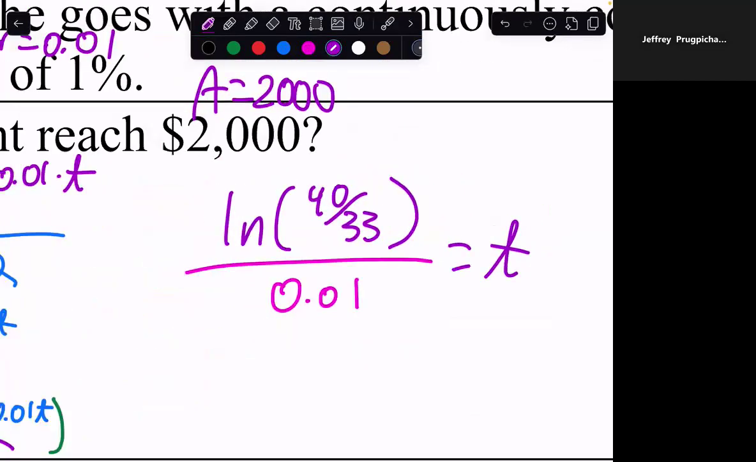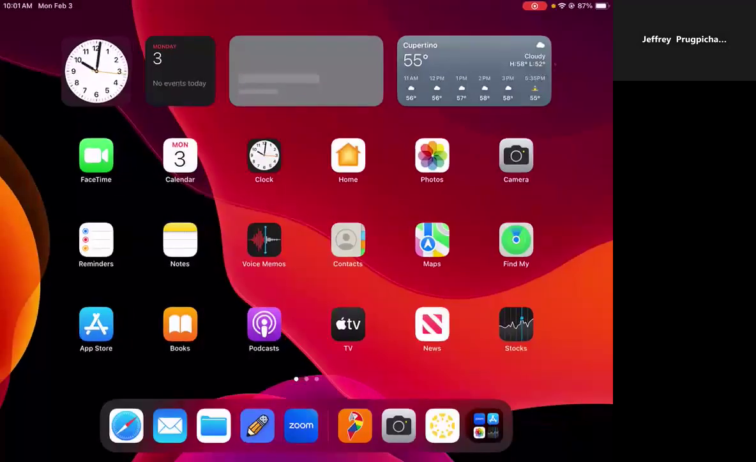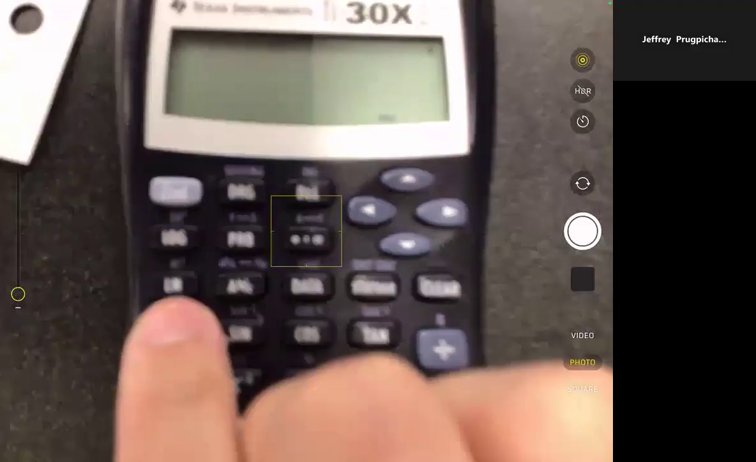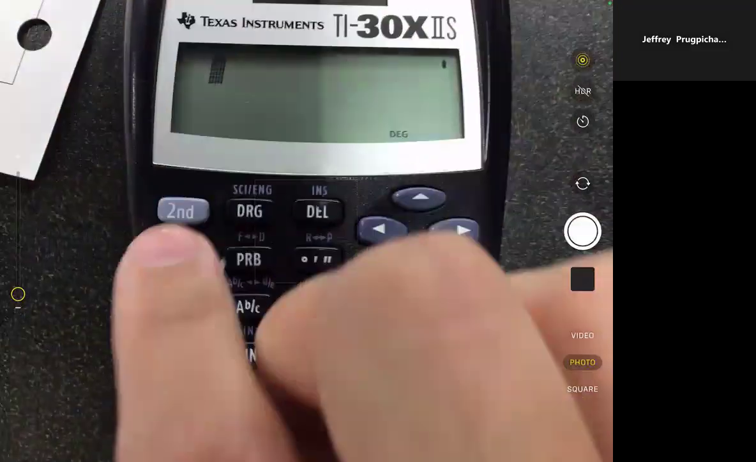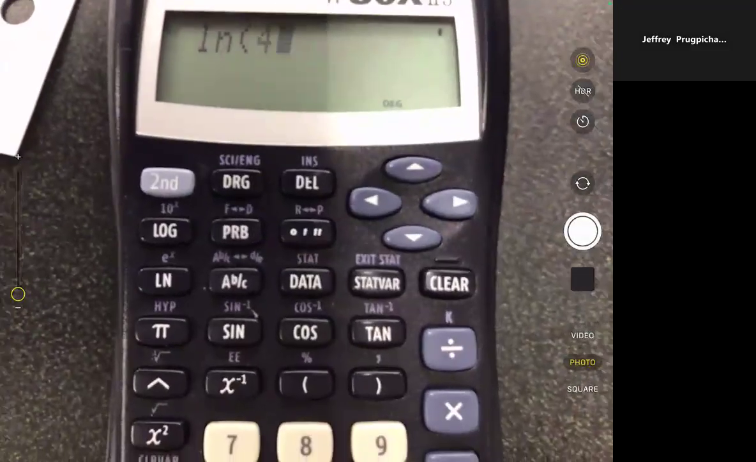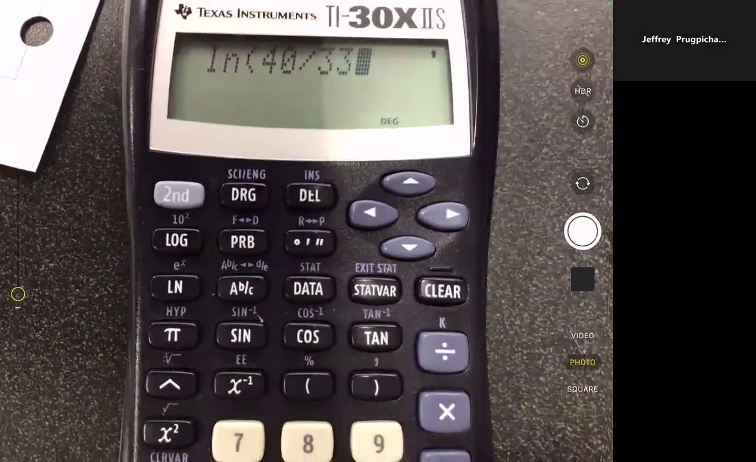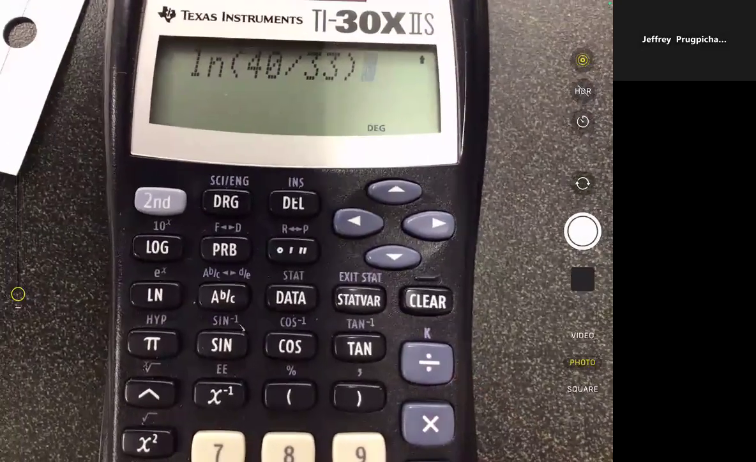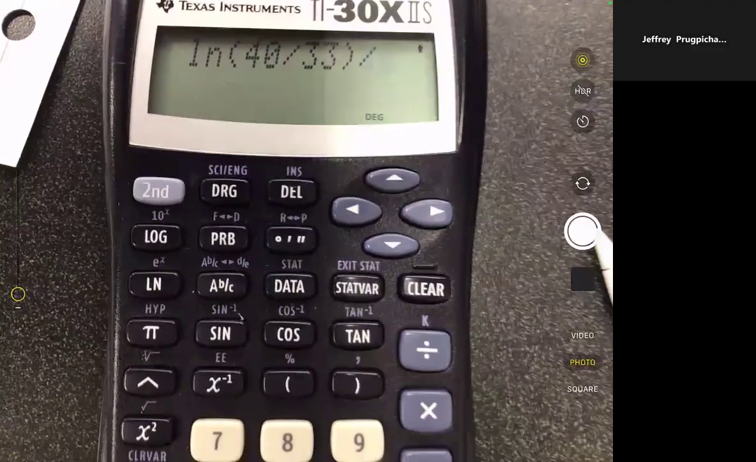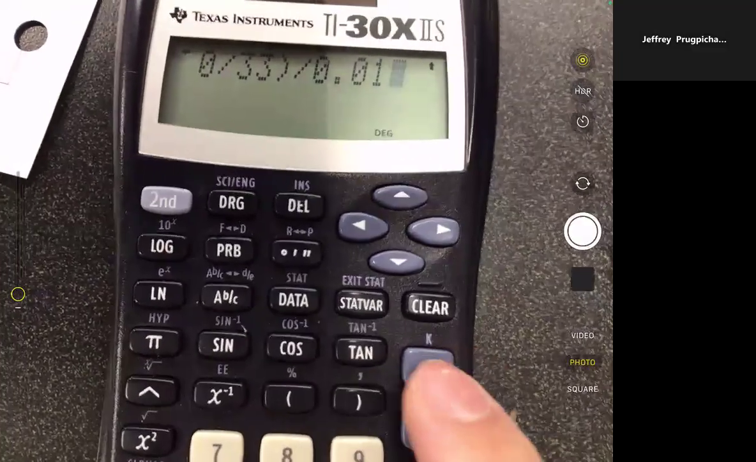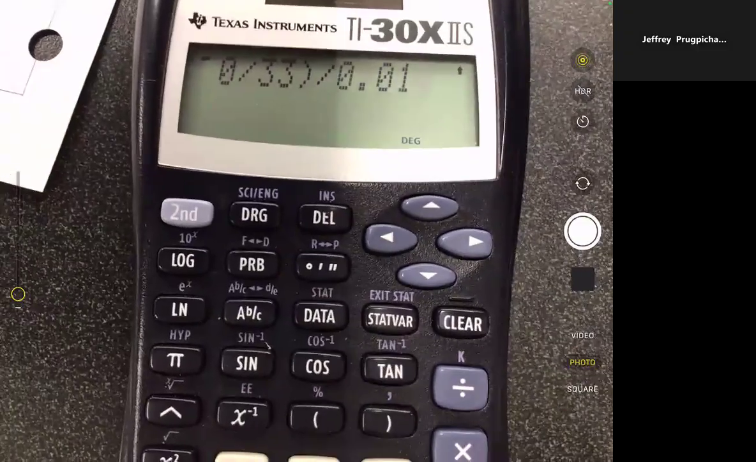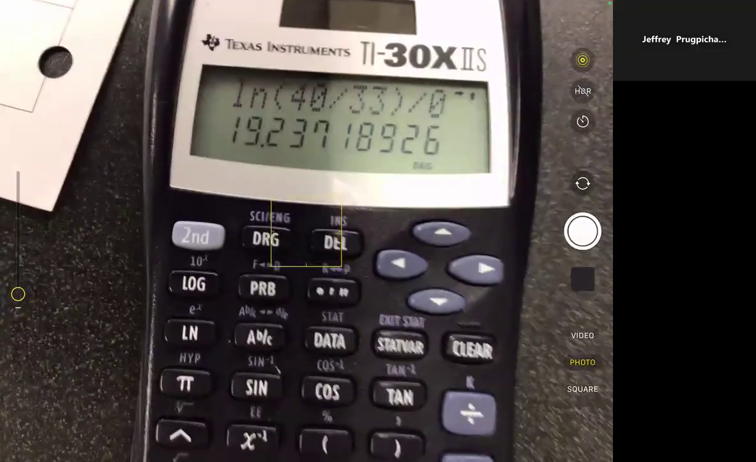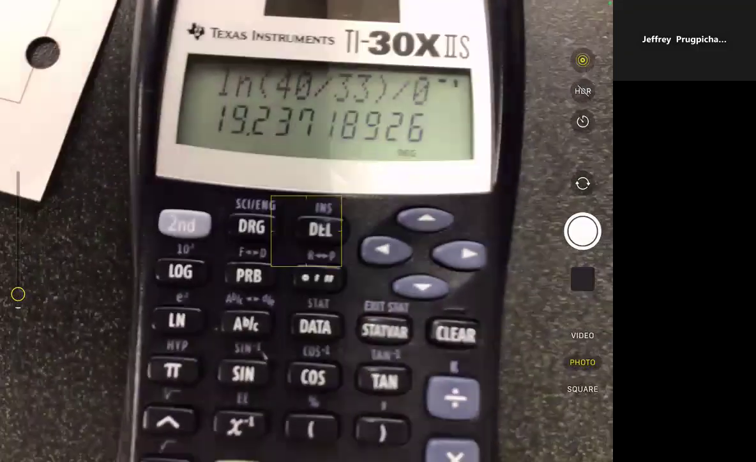Okay, so I'm going to go and type this into my calculator. Again, you have a ln button, natural log. So natural log of the fraction 40/33, close parentheses, right? The whole fraction is in the natural log, but then the divided by 0.01 is outside the natural log. Okay, so about 19.24 years.